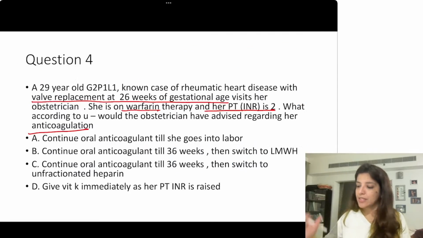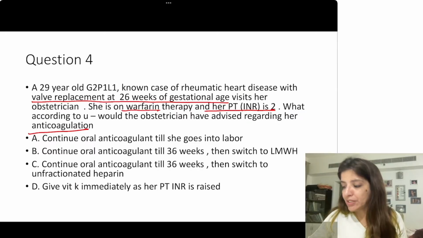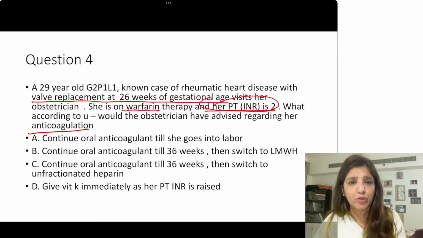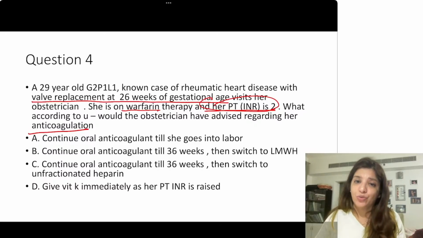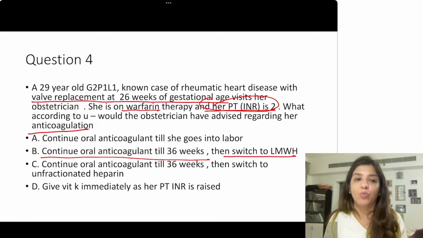So in this case, patient has come at 26 weeks. Patient is on warfarin. Her PT-INR is 2, which is fine. It should be between 2 to 3. Now what are you going to advise her? So you are going to say continue oral anticoagulants till 36 weeks and then switch to low molecular weight heparin. Right? Okay.